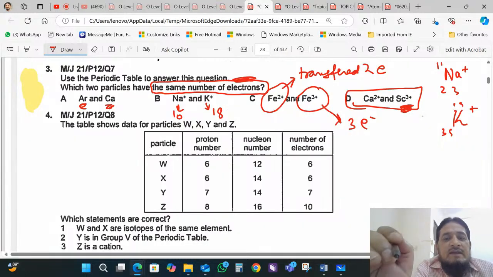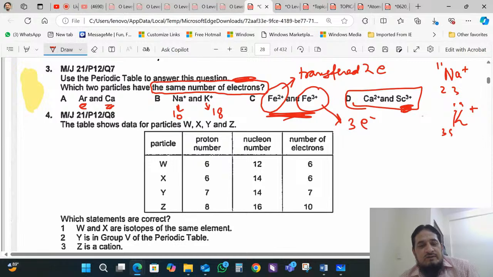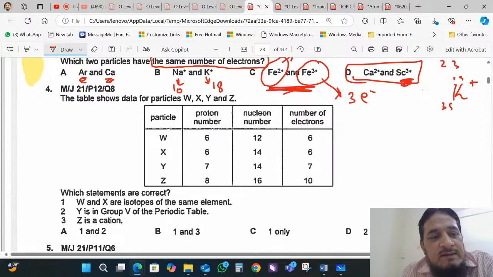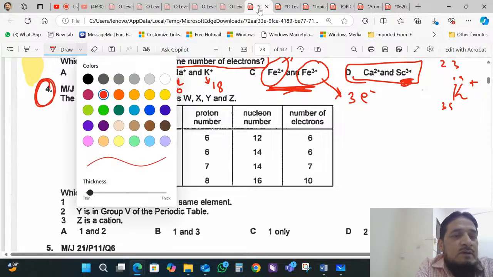So this was again a good question. You can identify the number of electrons and protons. I think I should do one last question for this section, then we will go to the next, 2.3. I am going to do this one.